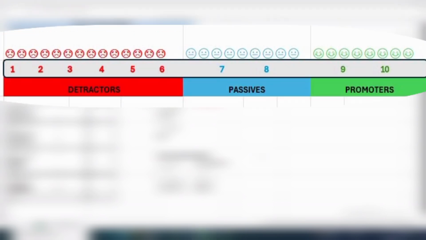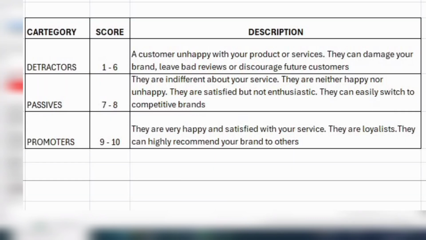The Net Promoter Score is divided into three main categories of respondents, which are the detractors, the passives, and the promoters. The detractors are respondents with a score ranging from 1 to 6, and these are customers that are mostly unhappy with the company's products or its services, and they can also damage the brand's reputation, leave bad reviews about the company, which can also discourage future customers.